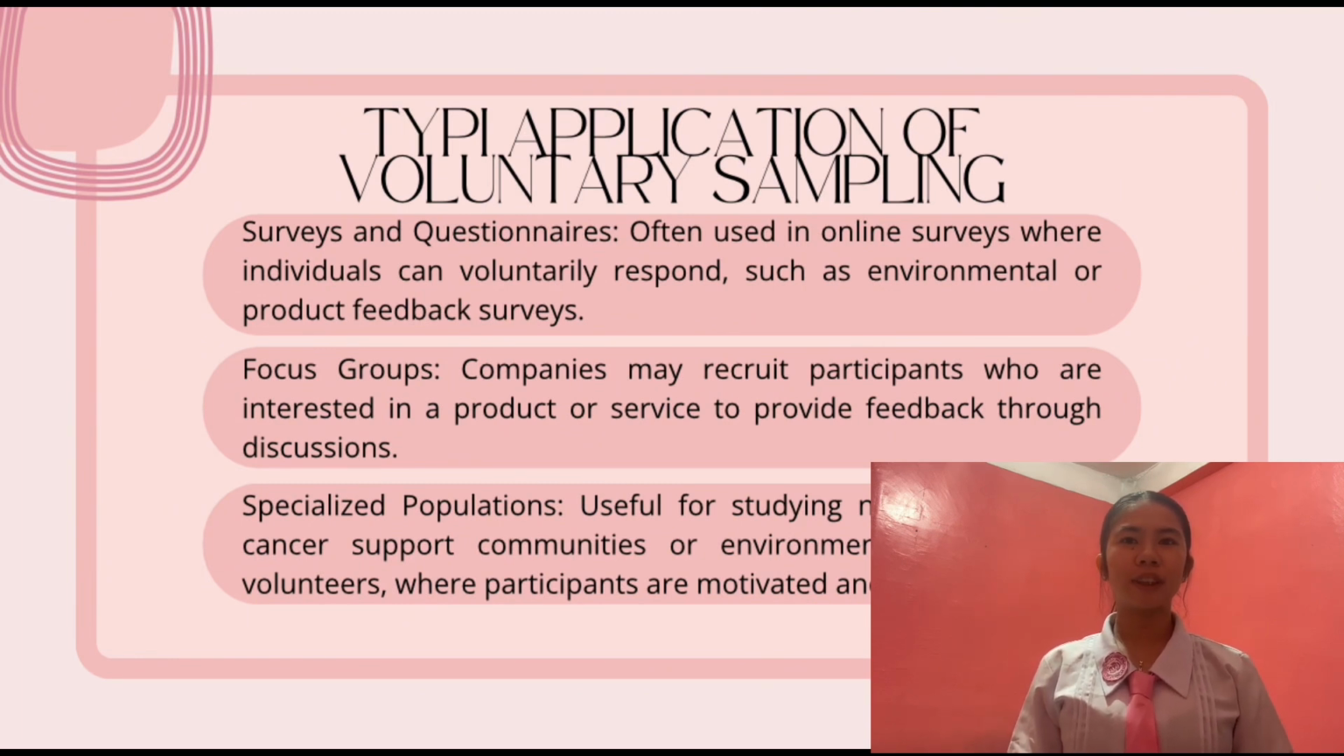Number one, surveys and questionnaires. Often seen in online surveys, individuals can voluntarily respond to questions such as those related to environmental issues or product feedback. Number two, focus groups. Companies frequently recruit participants who are interested in their products or services to provide feedback through discussion. Number three, specialized populations. This method is especially useful for studying groups such as cancer support communities or environmental conservation volunteers. Here, participants are typically motivated and engaged.